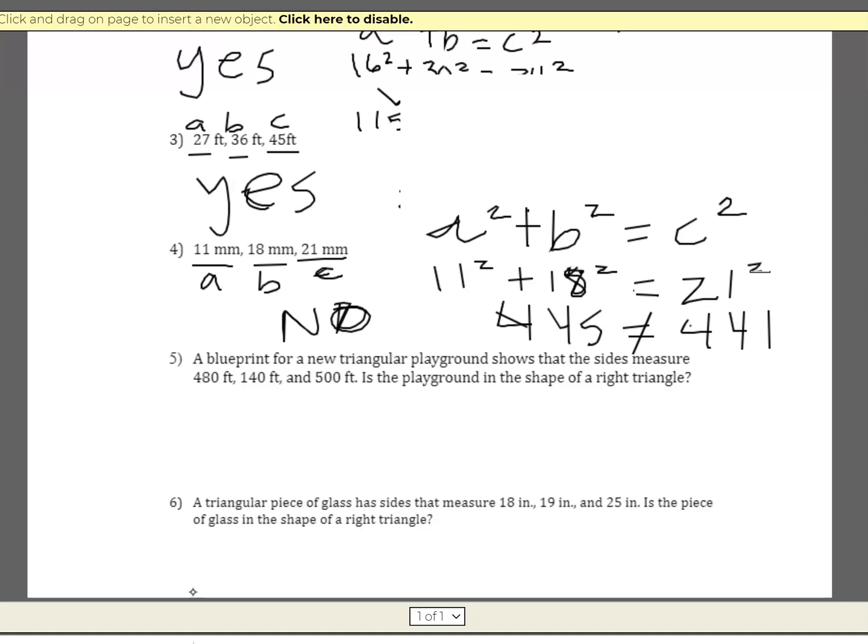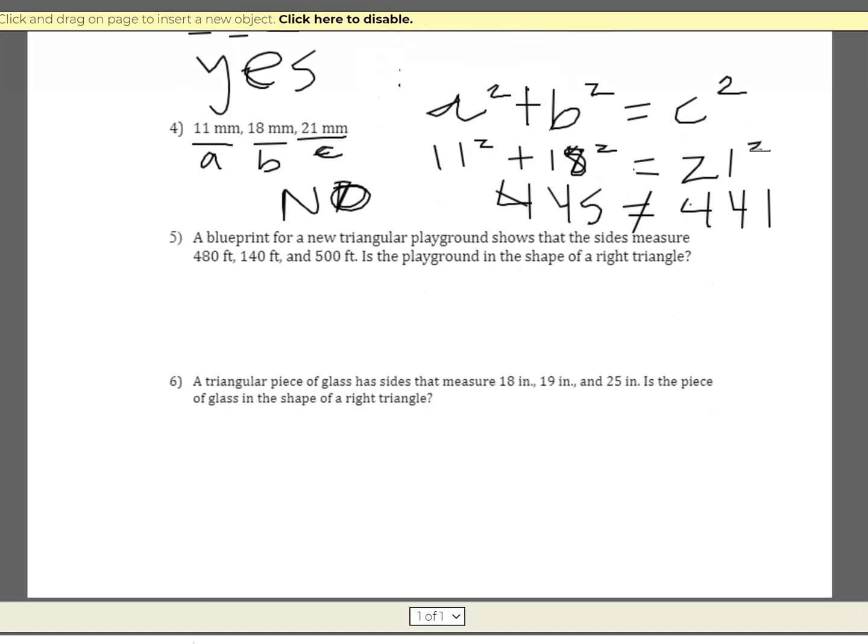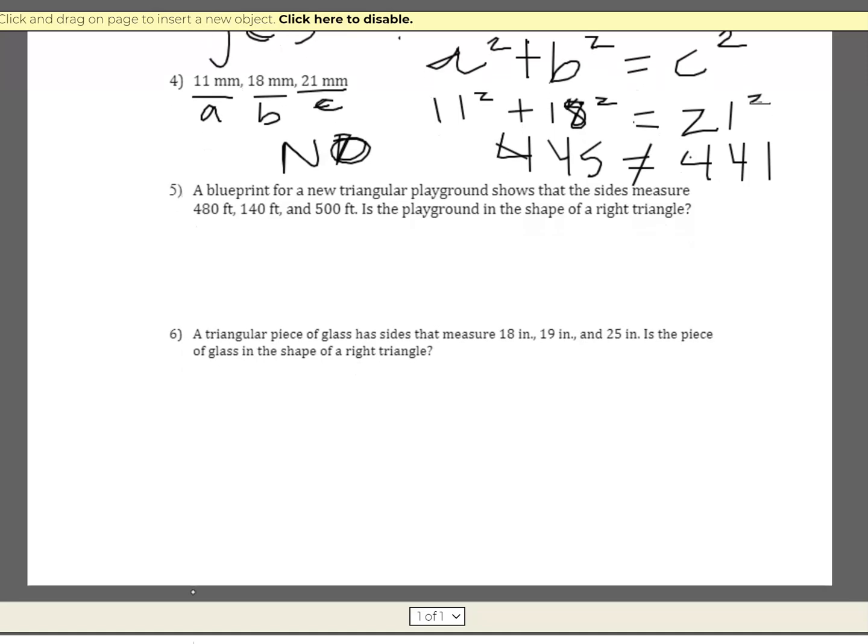Alright, so for question number 5 and number 6, it is just word problems. You will still see 3 numbers. The biggest one will be your C and the other ones will be your A and your B. Alright, so question number 5, a blueprint for a new triangular playground shows that the sides measure 480 feet, 140 feet, and 500 feet. Is the playground in the shape of a right triangle? So again, we have 3 numbers, 480, 140, and 500. My biggest one is 500, so that's your C. The other ones are A and B.